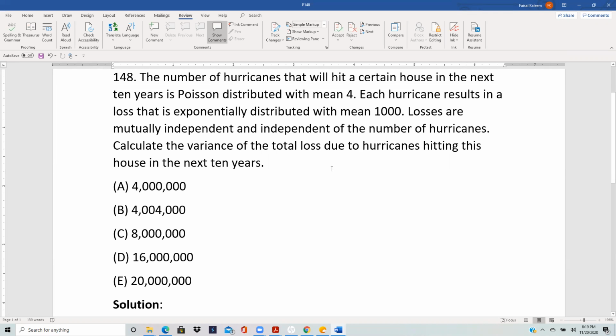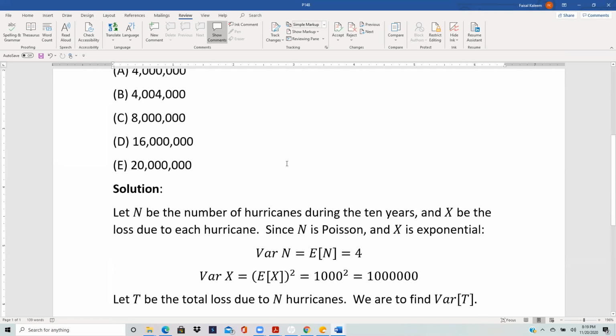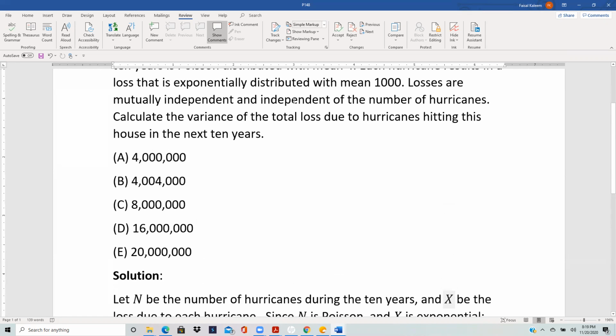So we are given that the number of hurricanes will be Poisson. So let n be the number of hurricanes. And we're given that each loss is exponential. Each loss is exponential with mean 1,000.